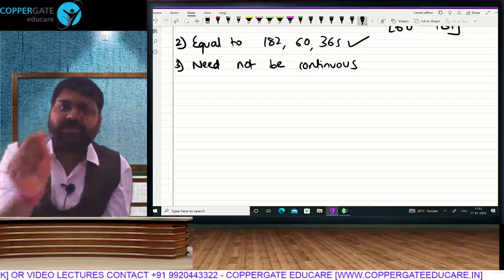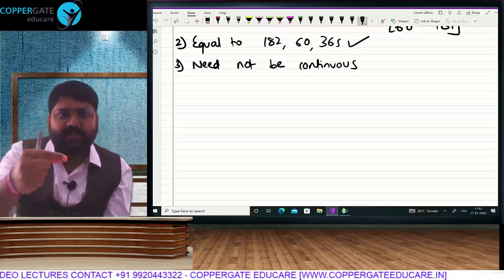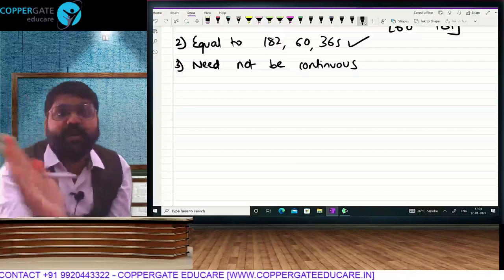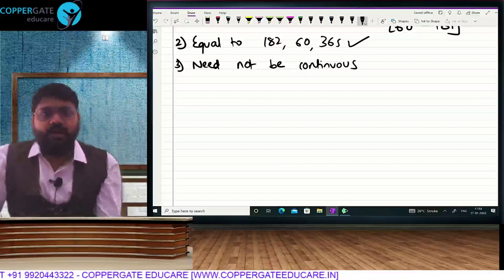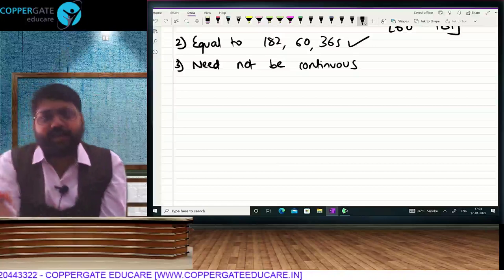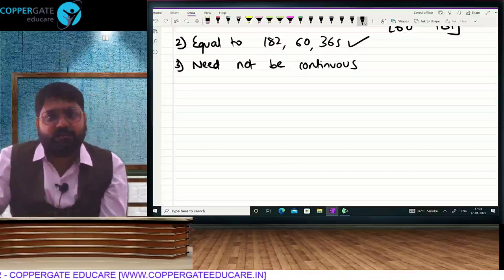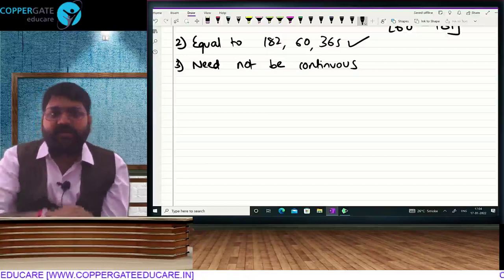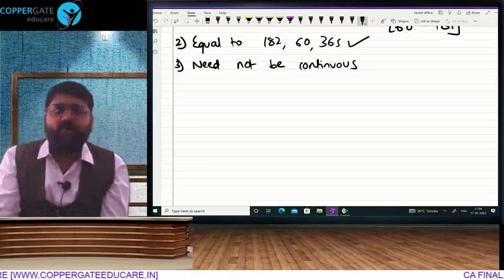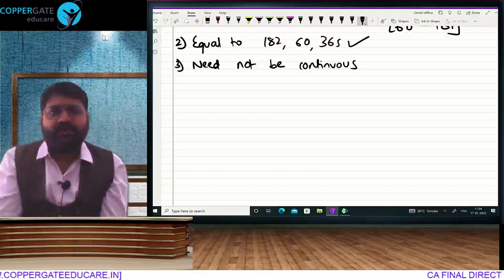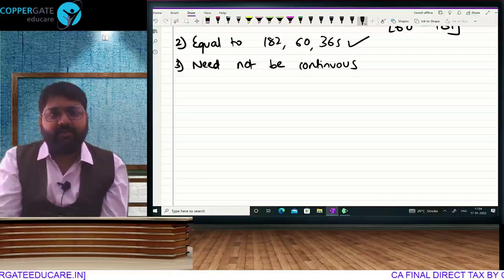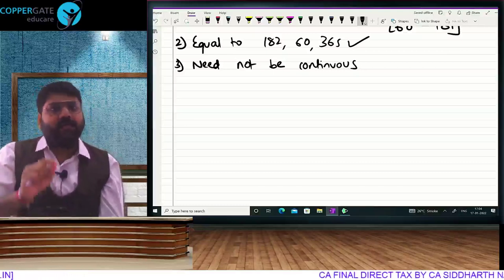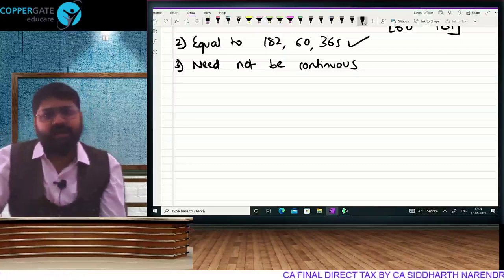Like this, is she making total of 182 by staying some days, some days, some days? It is not necessary that it has to be continuous 182, continuous 60, or continuous 365 during last 4 years. It can be achieved in parts also. 10 days come, go for 1 day. 15 days come, go for 3 days. 1 month come, go for 10 days. All the days that you have stayed in India will be counted as your 182, 60, 365 requirement.